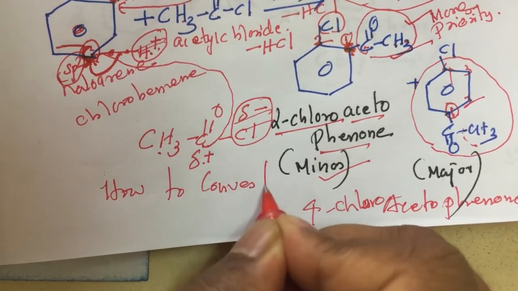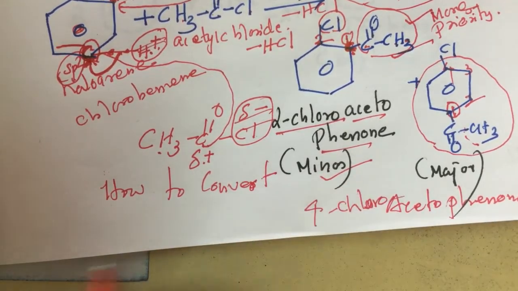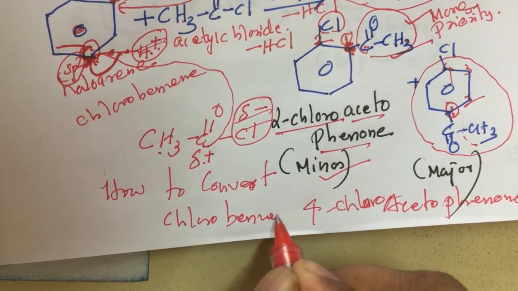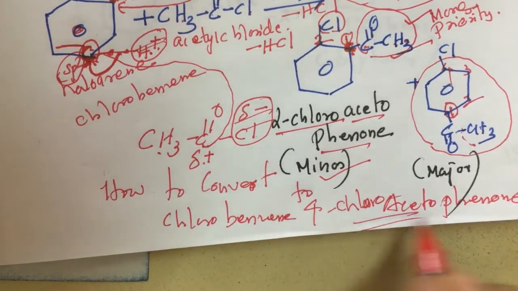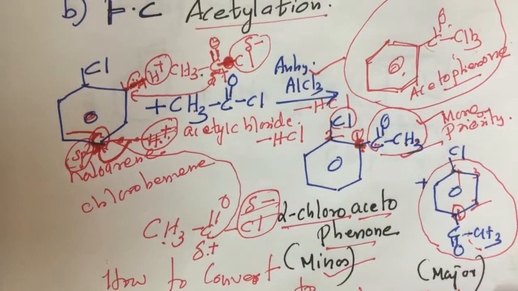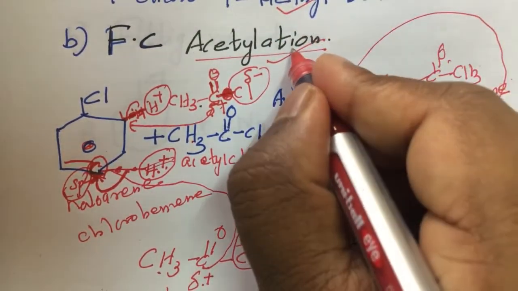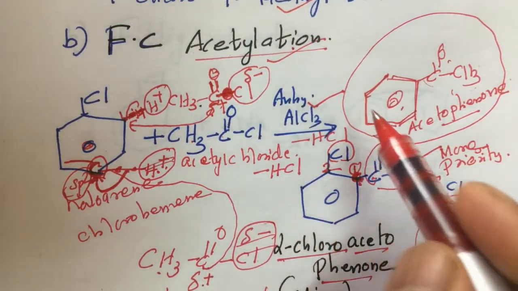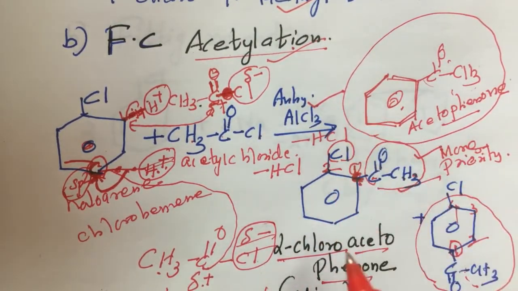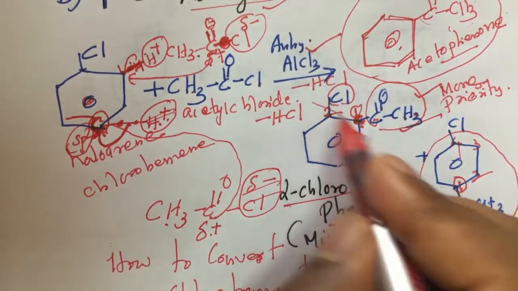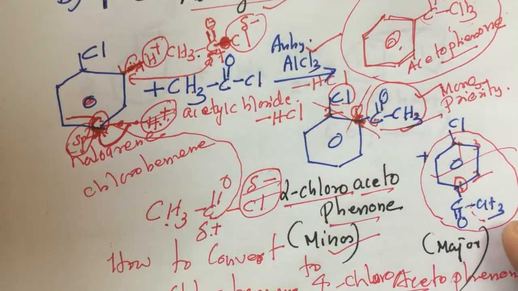This question is very important. Many times CBSE asked this question: how to convert chlorobenzene to 4-chloroacetophenone? The answer is Friedel-Crafts acetylation. In the answer sheet, write this equation also. For this case there is no need to write the minor product, only write the major product.